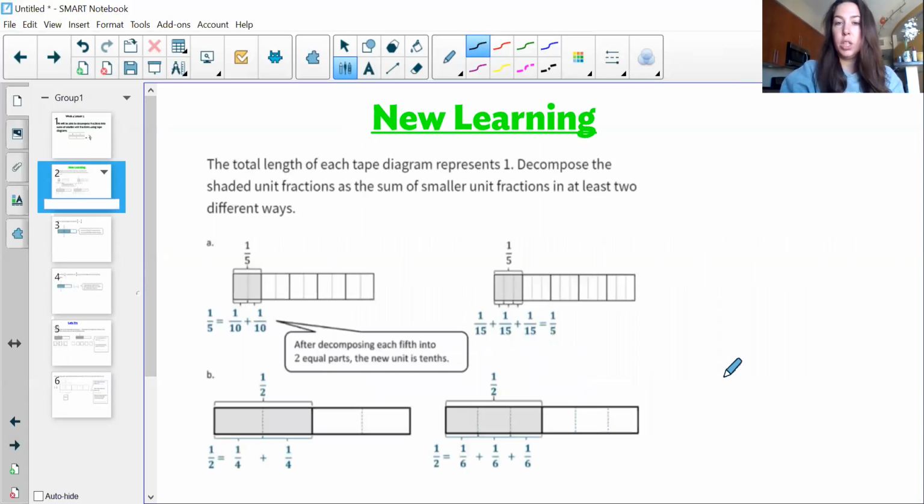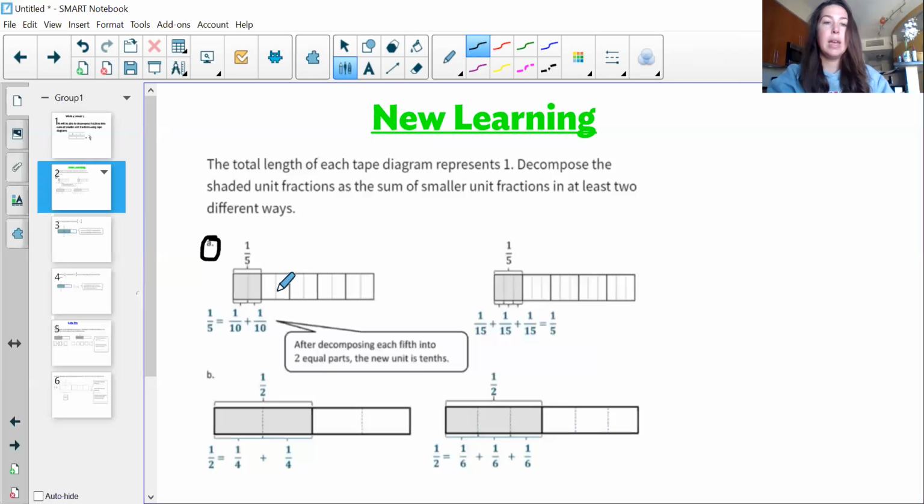Okay, so you guys were looking at the new learning now. You can follow along in your packet or you can follow along on the screen. So here it says the total length of each tape diagram represents 1. Decompose the shaded unit fraction as the sum of smaller unit fractions in at least 2 different ways. So we're going to look at A. So A shows 1/5 here and 1/5 here, and we have to decompose it in 2 different ways.